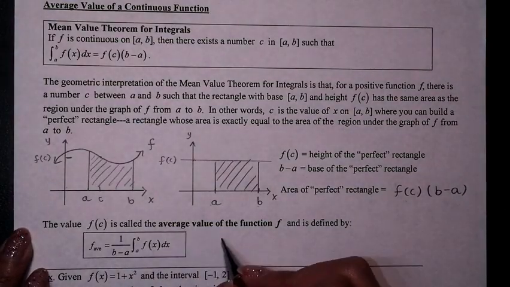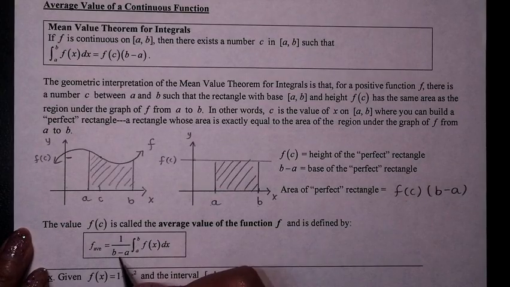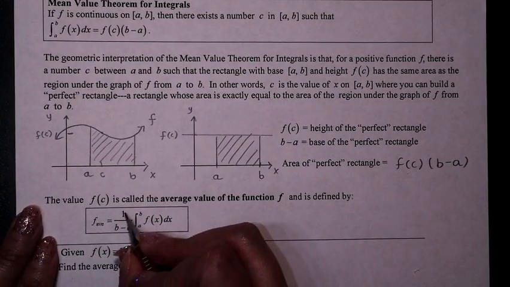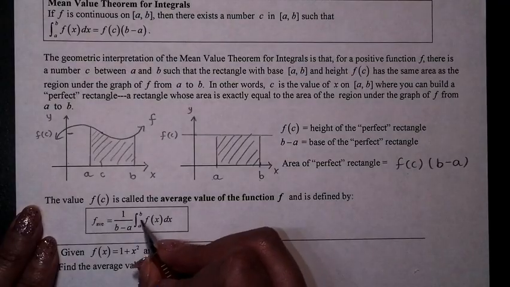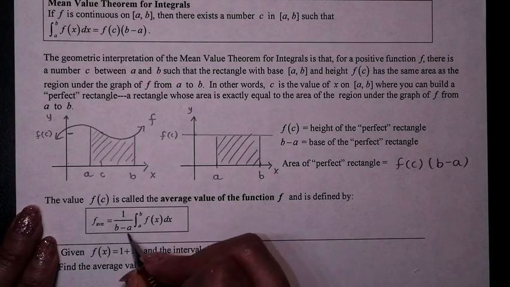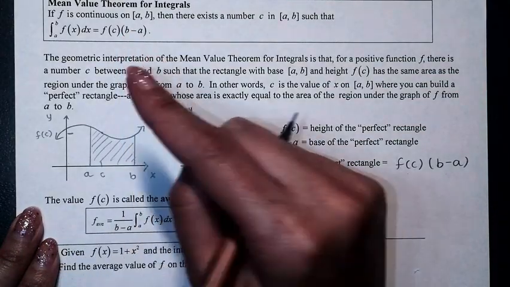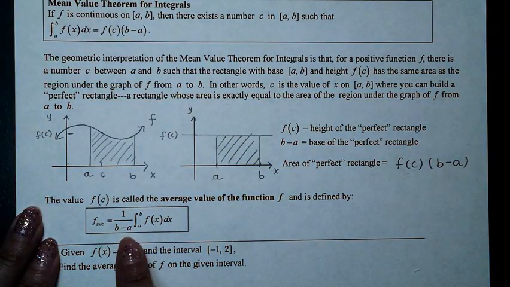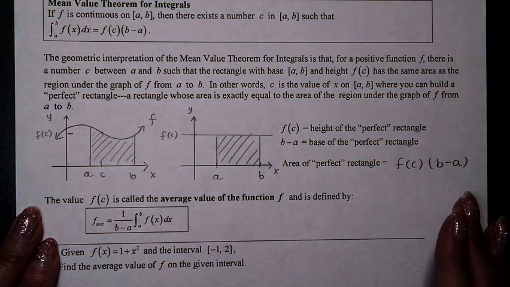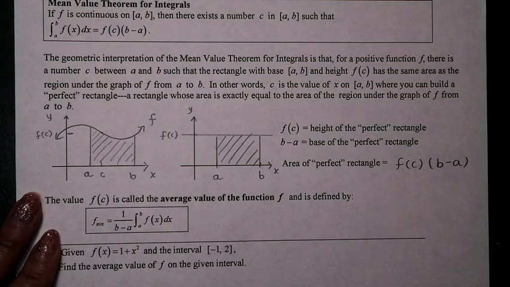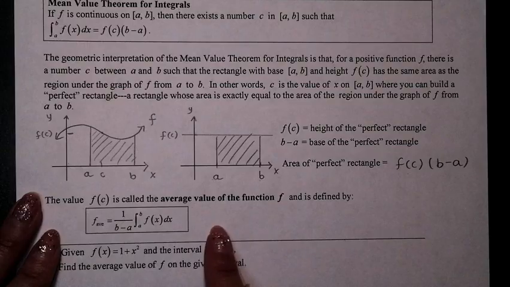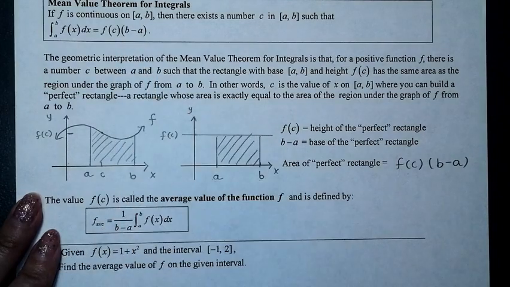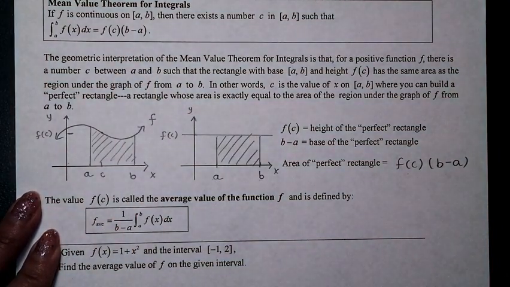So the value f(c) is called the average value of the function f, and we can call it f average on [a, b]. It's going to be equal to 1 over (b minus a) times the integral from a to b of f(x) dx. Why? Technically speaking, what you are doing is dividing the b minus a to the other side. That's why you have it here as a denominator. We're not doing anything crazy here. So this is the formula for the average value of the function f, and it comes from the mean value theorem for integrals. You already know the mean value theorem for derivatives. This one is for integrals.